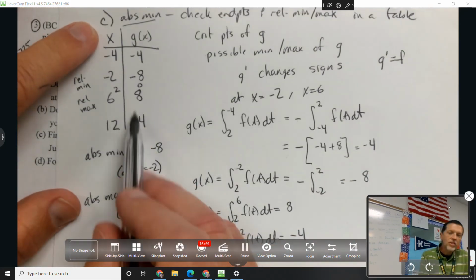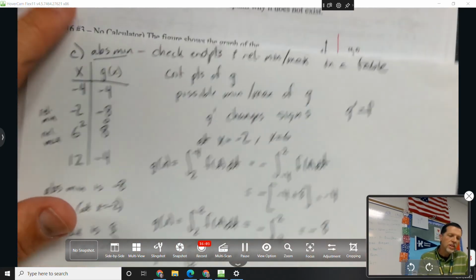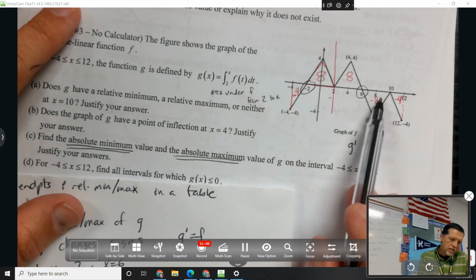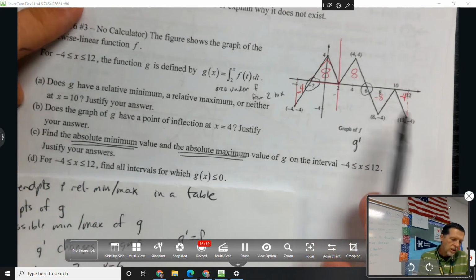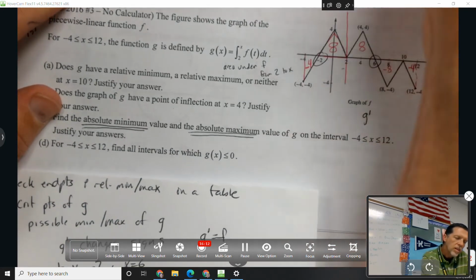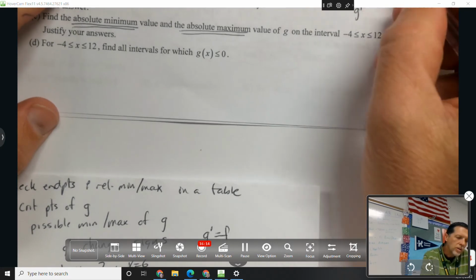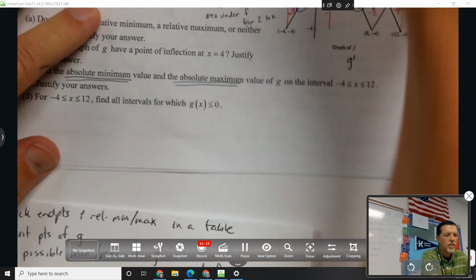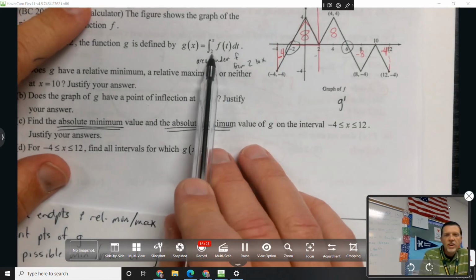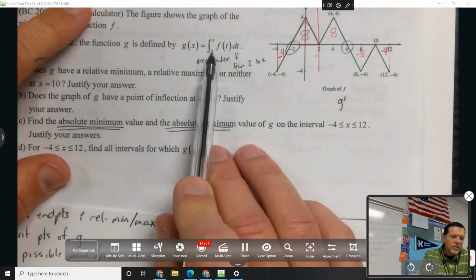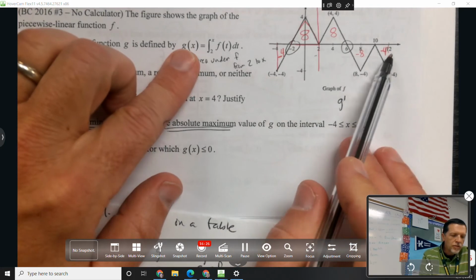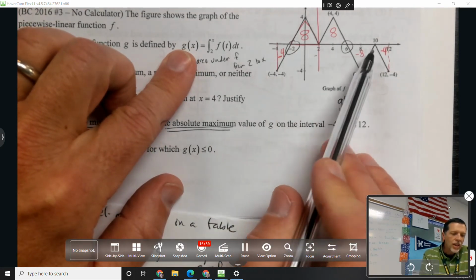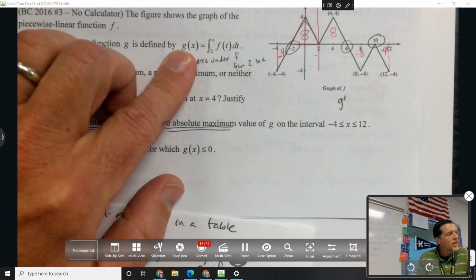Somewhere between 6 and 12 it flips over. This is a tricky one. So I want to know where it's equal to 0 in there. It's a very conceptual problem here. If I start at 2, moving forward, I'm adding area. So I add 8, I subtract 8. So that means at x equals 10, we're at 0.